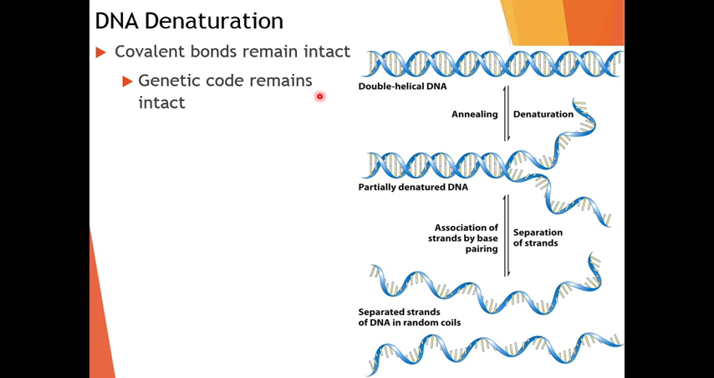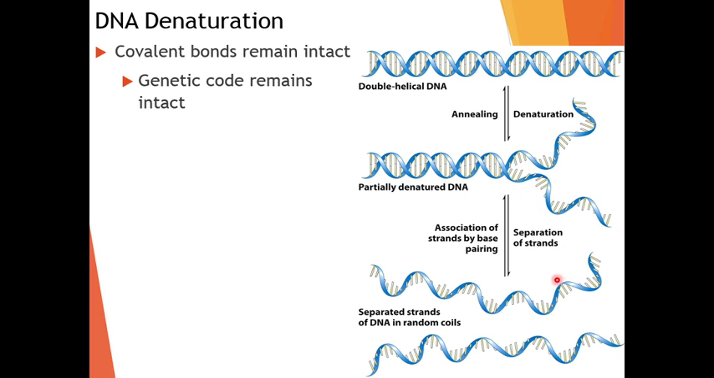As you can see in the image, there is a double helical DNA. And upon denaturation, as the arrow goes down, you can see that the individual strands begin to separate. And that's what happens in partially denatured DNA.